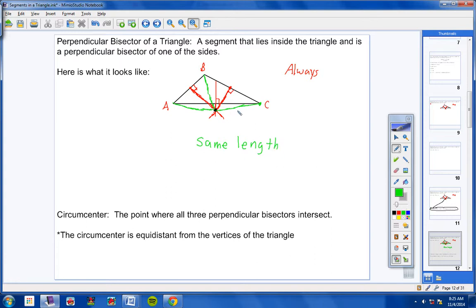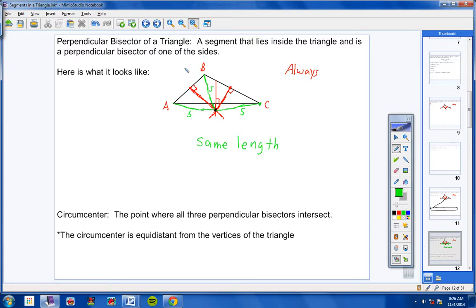Okay, so if I know this is a length of 5, then I know this is a length of 5 also, and I know this also is a length of 5. Okay, so there we go. The circumcenter is equidistant from the vertices of the triangle. I'm just going to pause for a second and make sure you guys are all caught up. It's really important that you understand all this information, okay? All right, let's continue on.